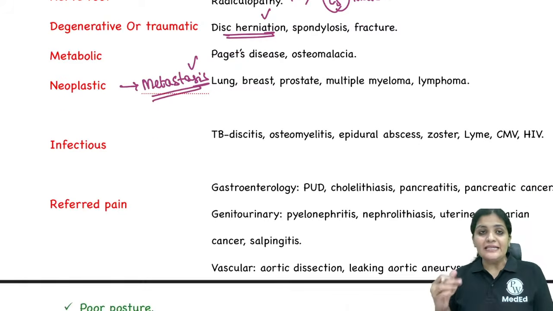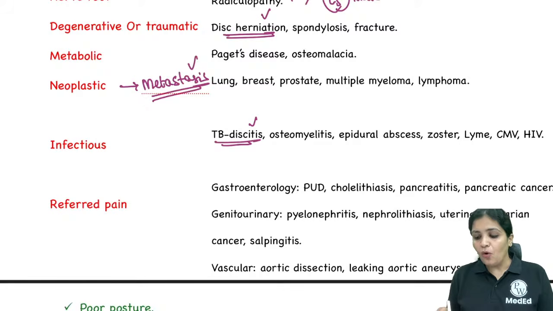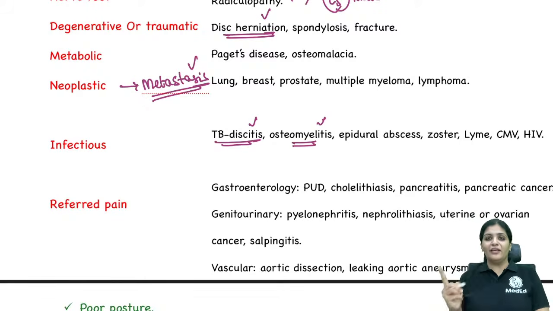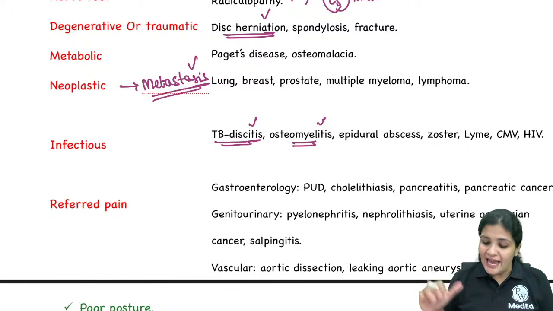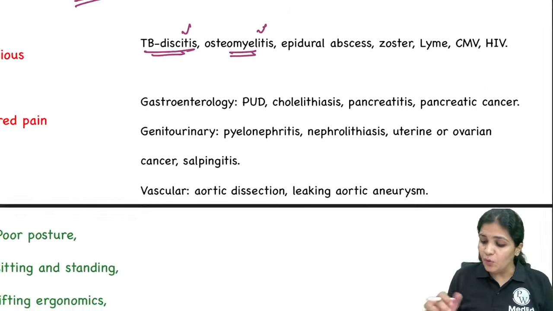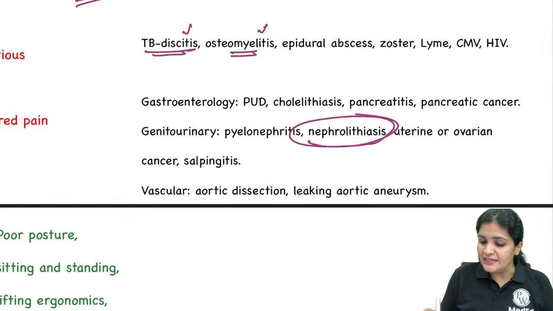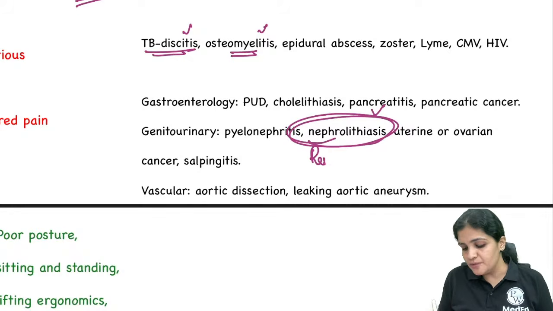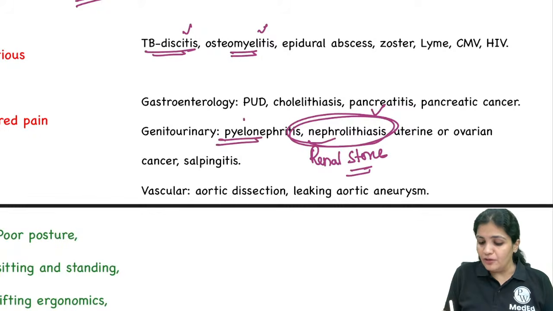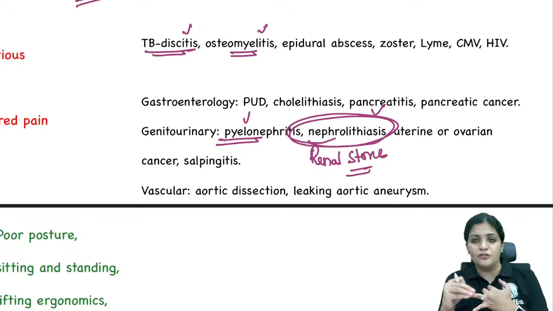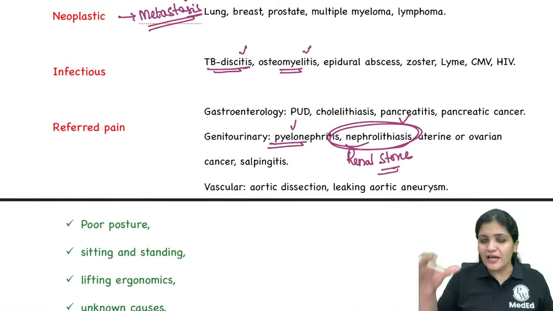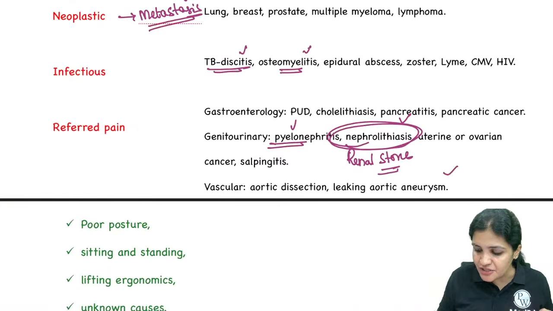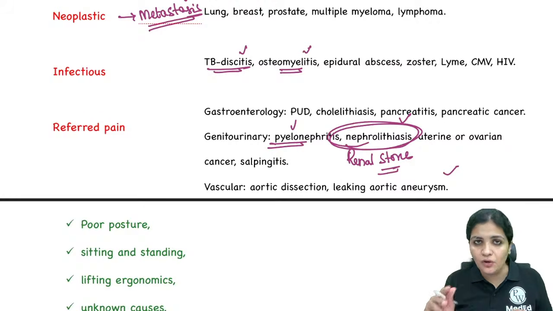Okay. And then infection. Infection, you have the TB or the osteomyelitis, right? So these two are very, very important, the TB and osteomyelitis, and rest you can have your Lyme disease, CMV and HIV, and the referred pain. So usually most common thing which is referred is nephrolithiasis. So usually renal stones. So whenever there is renal stones or sometimes pyelonephritis, so infection of the kidney, the renal stones are one important referred pain where you have to look for. Okay, and aorta is the big one which is present. So aortic dissections, aortic aneurysms also can present with your back pains.